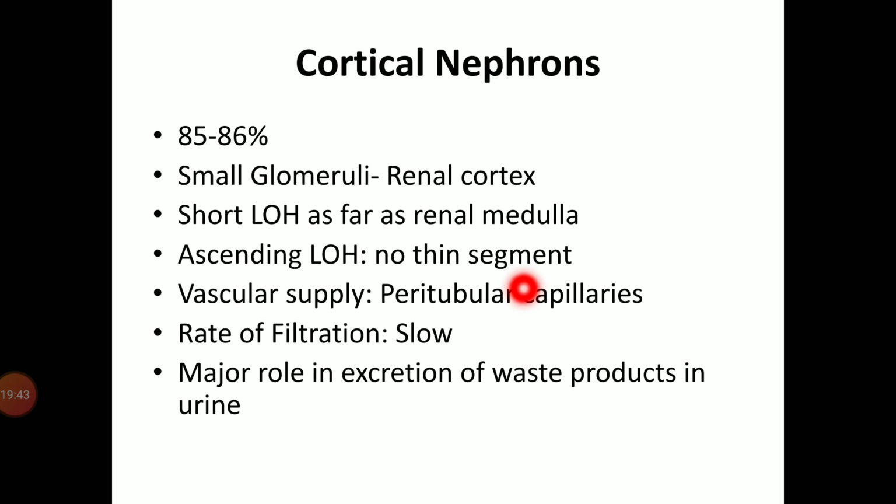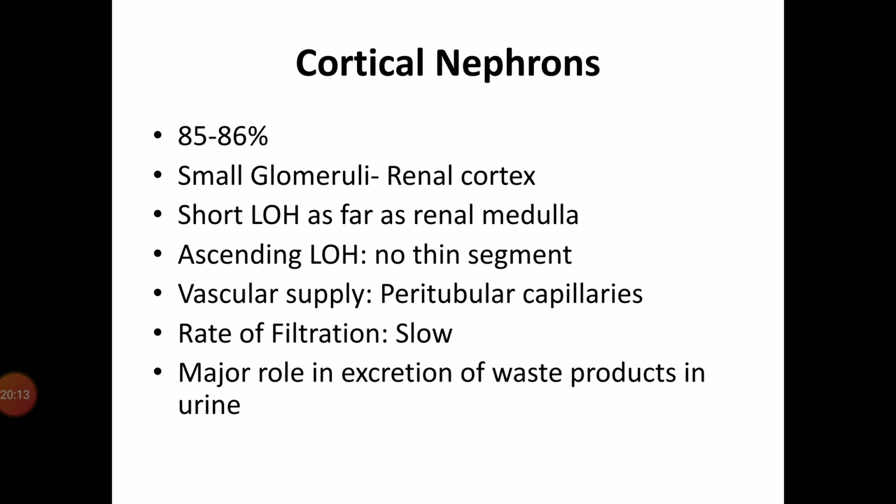So here these peritubular capillaries are supplying the cortical nephron, and the rate of filtration in the cortical nephron is slower. Remember, the rate of filtration in the cortical nephron is slower, due to which the unwanted waste products of the blood are slowly and carefully excreted. So the main role of the cortical nephron is the excretion of waste products in the urine. These are the features you can see in the cortical nephron.